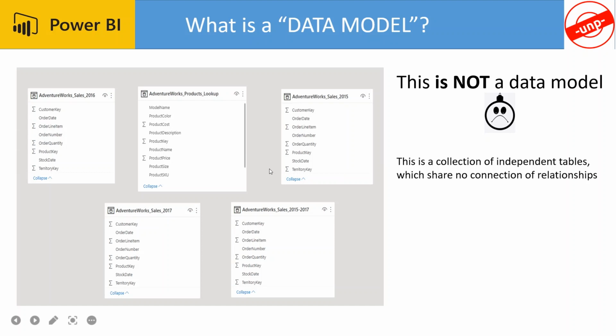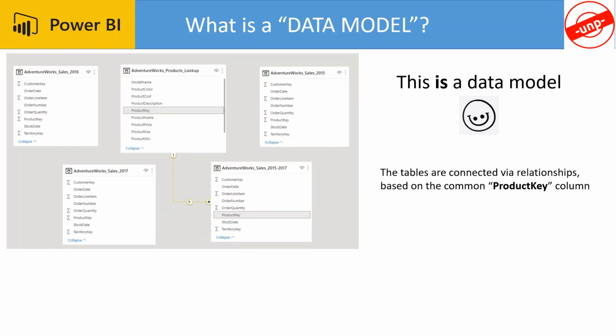Now, in this slide, if you see, we have a connection between this table and this table based on the product key. And this is a data model. Why? Because we have a relationship, and the relationship is between product key and product key from the sales data to the product lookup table.